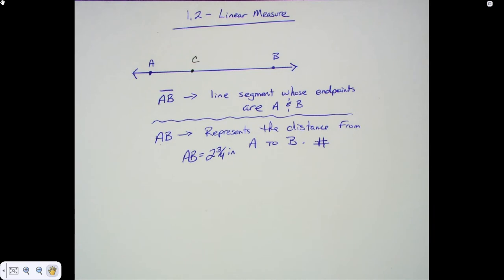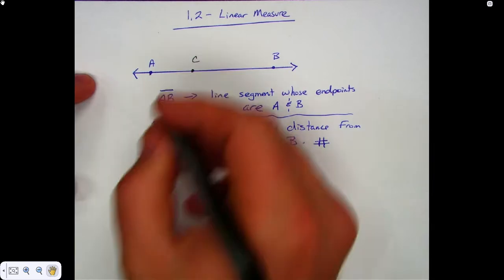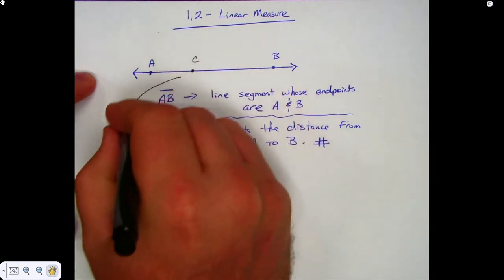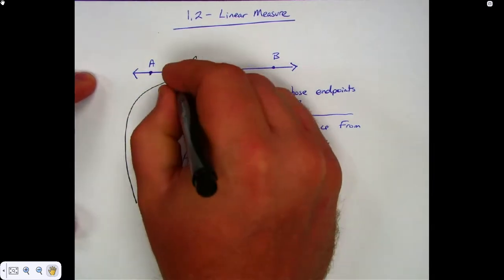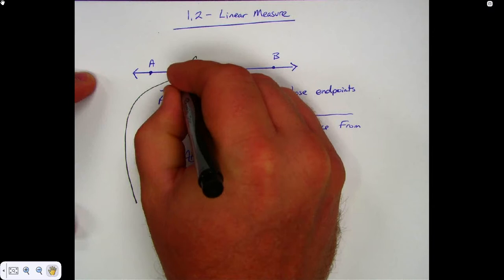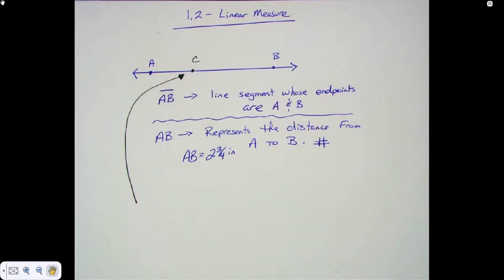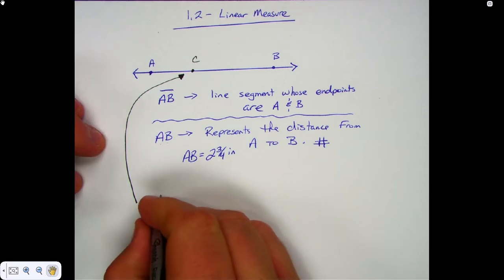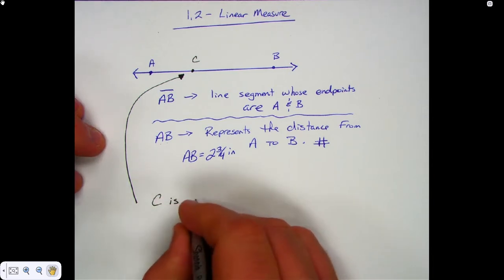You guys, how would you describe C? If you were describing it to me, how would you describe C's location, or what would you say? Okay, you would say C is between A and B. Would you guys agree with that?